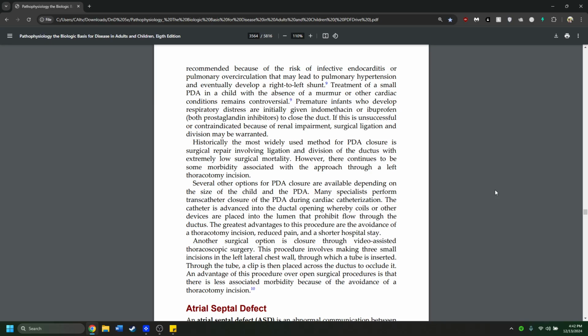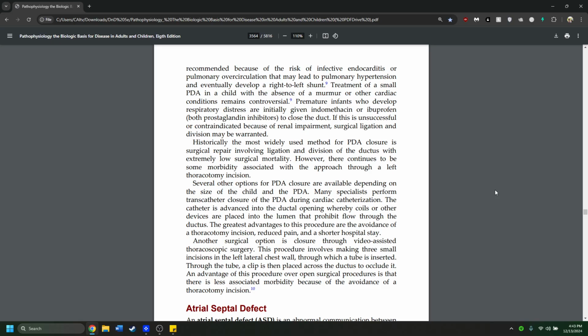Historically, the most widely used method for PDA closure is surgical repair involving ligation and division of the ductus, with extremely low surgical mortality. However, there continues to be some morbidity associated with the approach through the left thoracotomy incision. Several other options for PDA closure are available depending on the size of the child and the PDA.